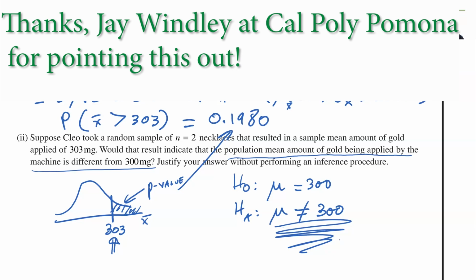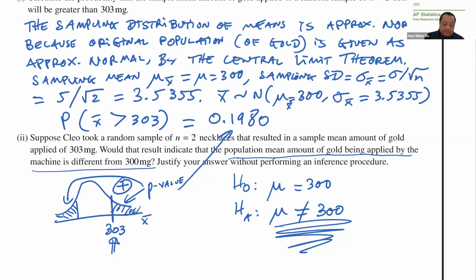It's a two-tail test. So in order to do that, I need another tail on the left. And the total of the two of them will be my p-value. Well, one side is 0.198, so two sides must be 2 times 0.198. And then I can answer the question that way. But I'm not allowed to conduct an inference procedure, so I will quietly erase this.